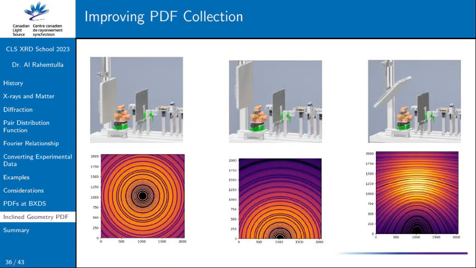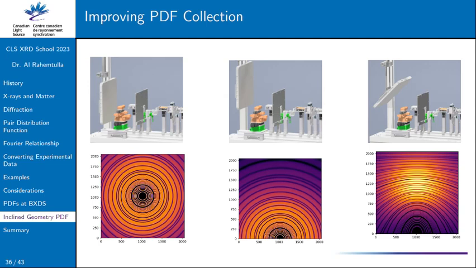I'm very tight on time, but I'll just quickly skim over some of the cool things. We're going to skim over this fast. So one thing that we're doing at Brockhouse, and I think Bob even touched on this a bit, is tilting the detector to try to get higher resolution PDFs.